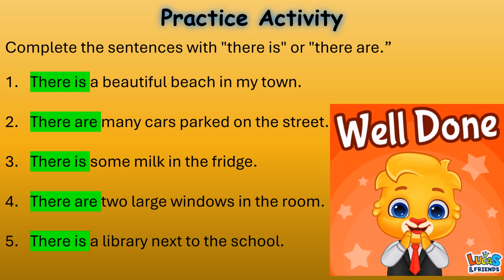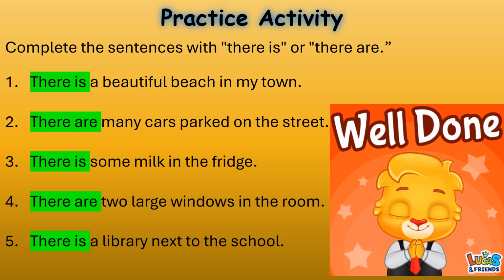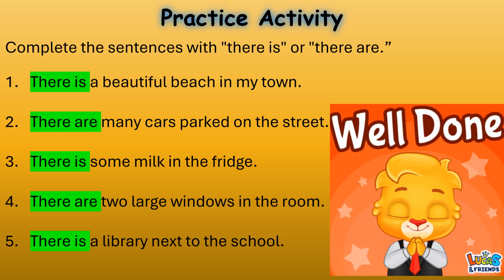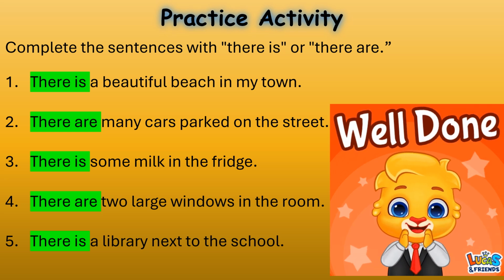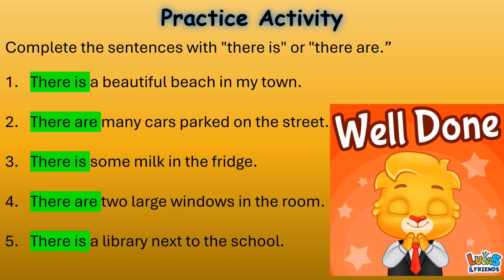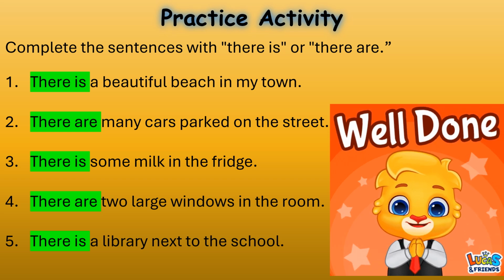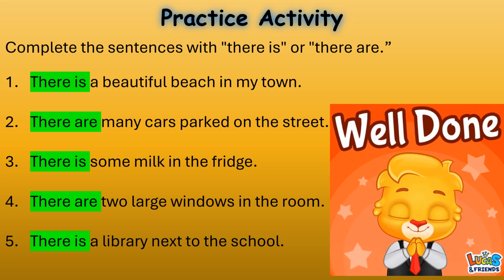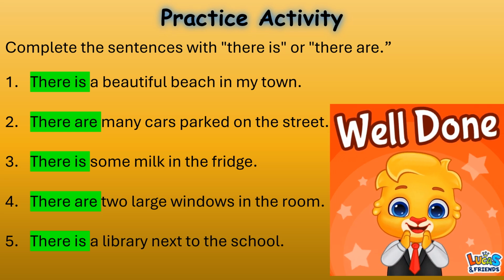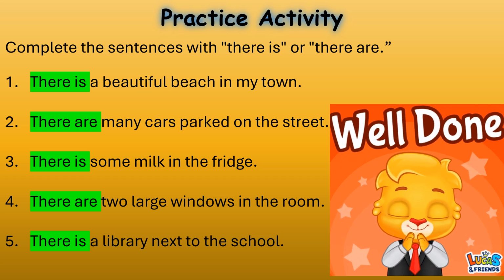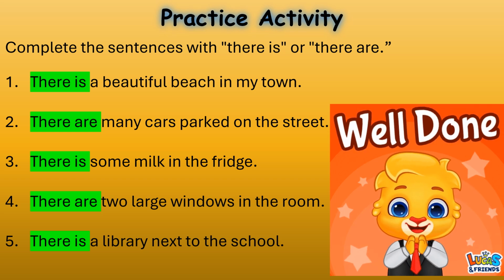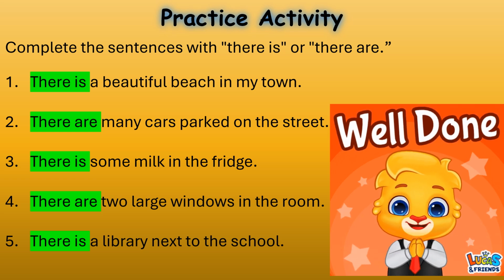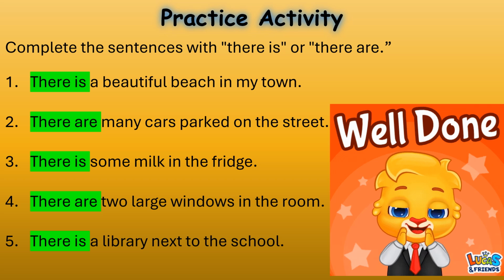Second sentence, there are many cars, plural, many. Many means more than one. So, many cars, that's why we are using are. There is some milk. Now, milk you cannot count like 1, 2, 3, 4. That's why we use is here. There are two large windows. Why did we use are here? Because it's talking about more than one thing, two windows. And the last one, there is a library next to the school. So remember, throughout your paragraph, you will be using there is and there are.